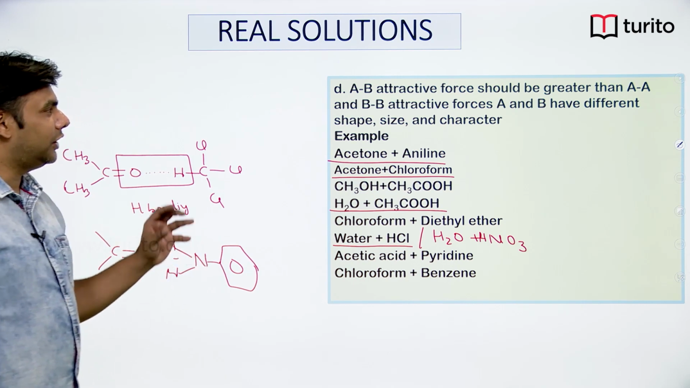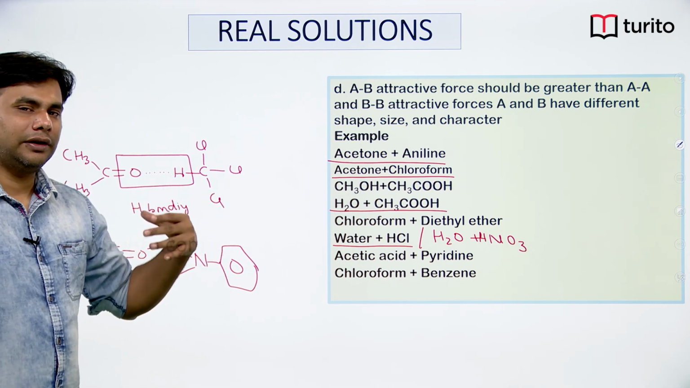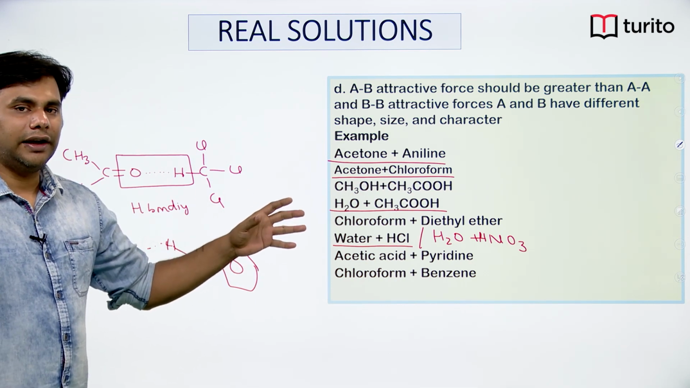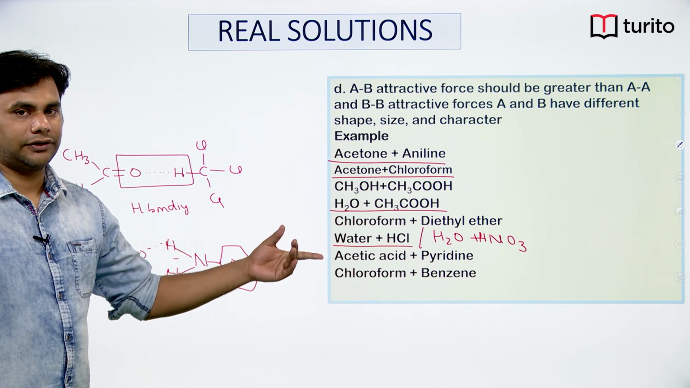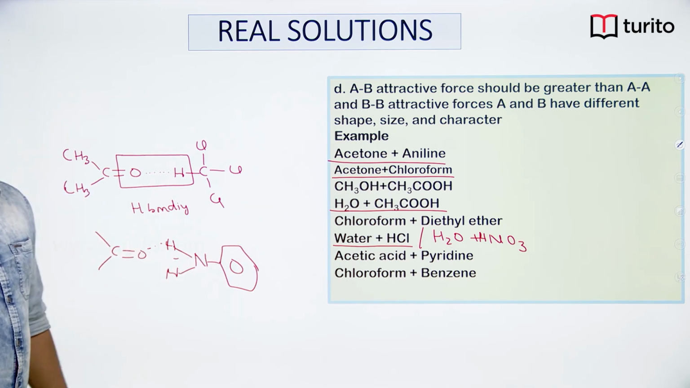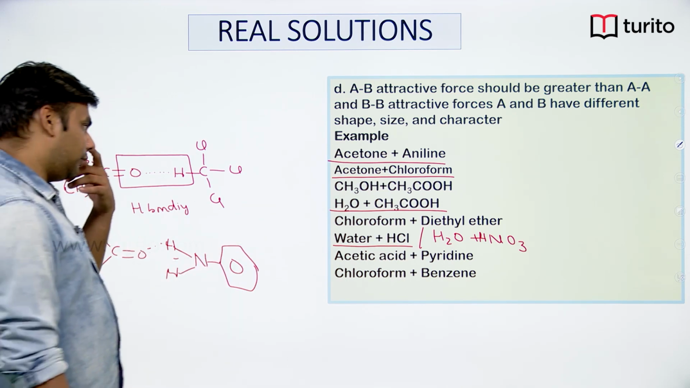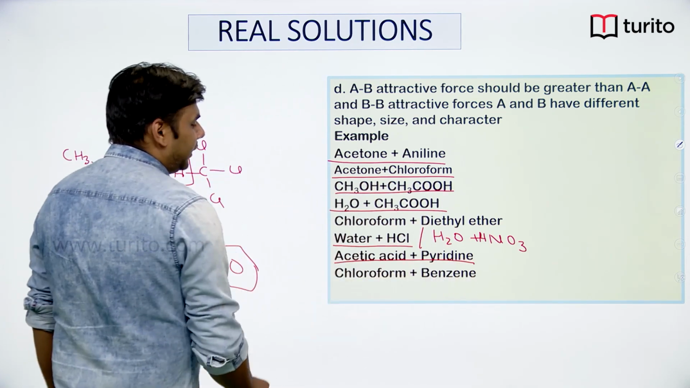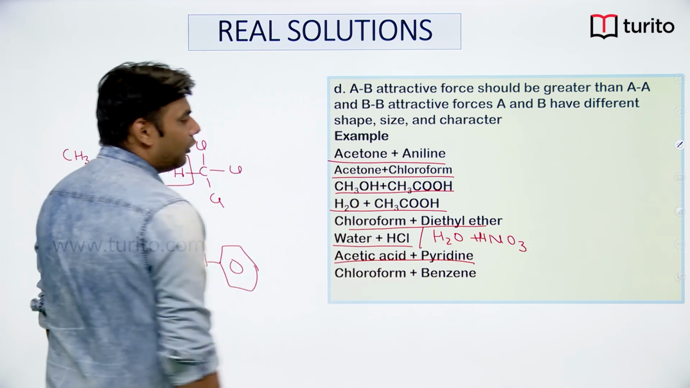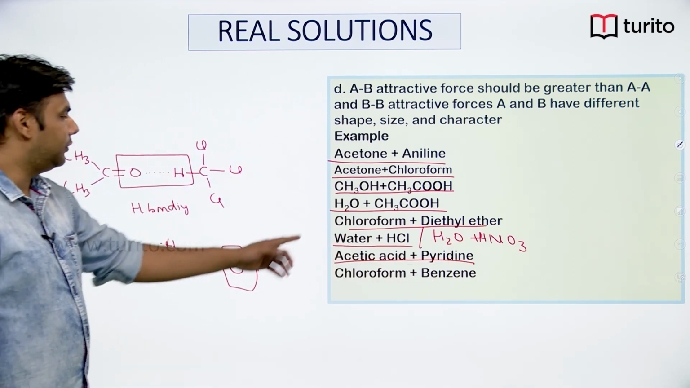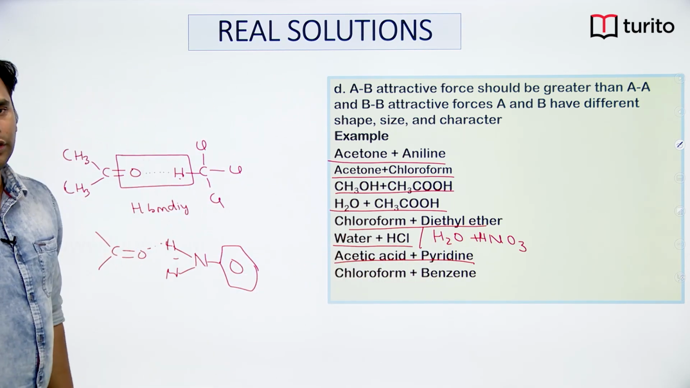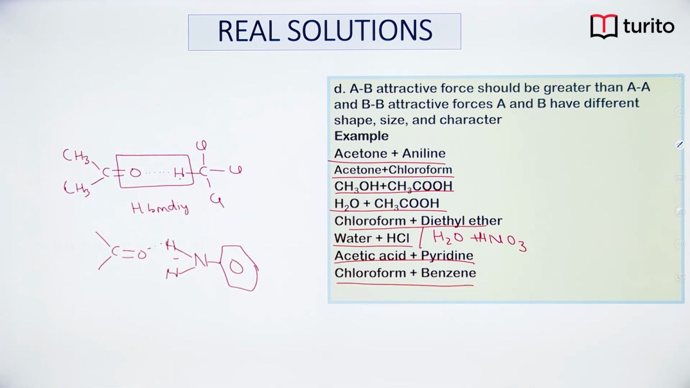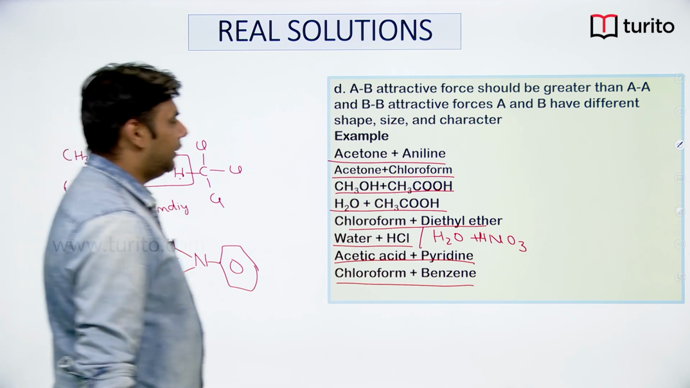So if you look closely, with negative deviation and positive deviation, you can differentiate very easily. In positive deviation, there was one interaction and the other molecule was not forming any new interaction, rather it was weakening the initial interaction. So acetone and aniline, methanol and acetic acid, pyridine, chloroform and diethyl ether. The hydrogen of chloroform can get hydrogen bonded to the oxygen of ether; also chloroform and benzene. So these are a few examples of negative deviation solutions.